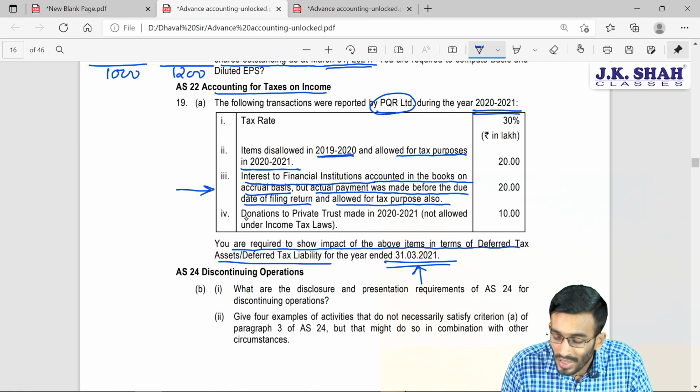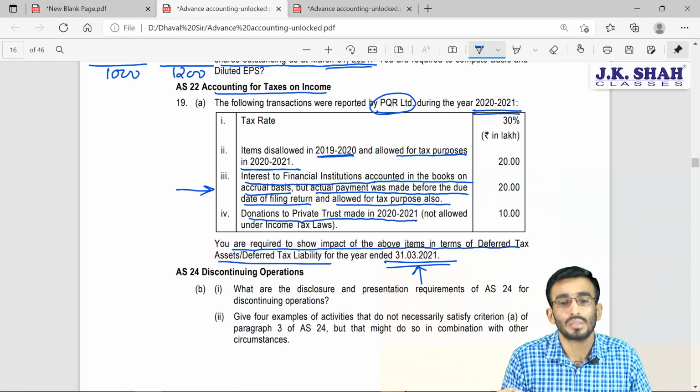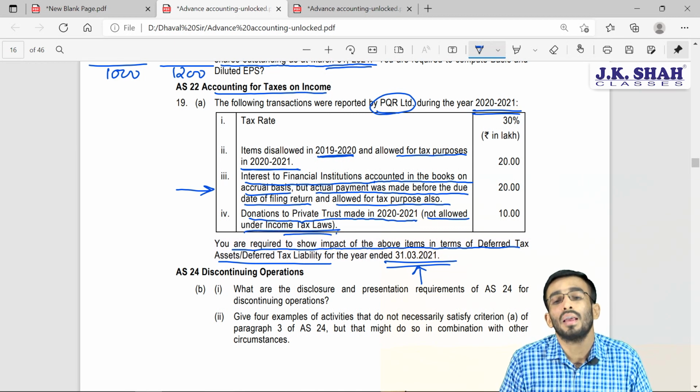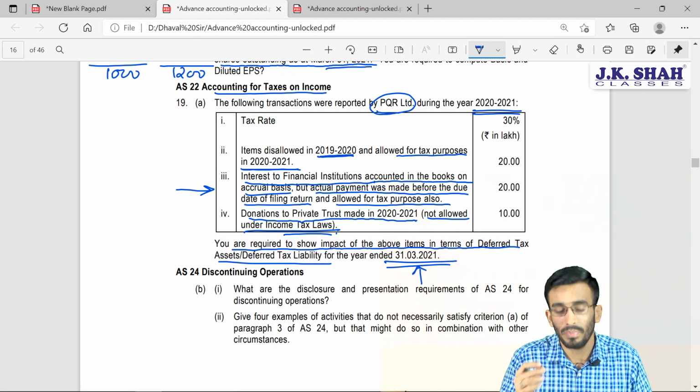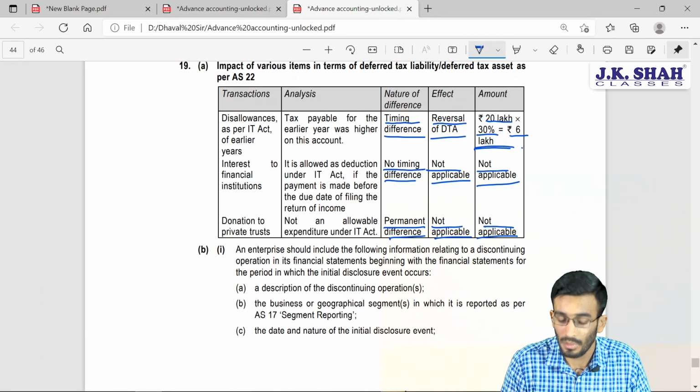4. Donations to private trust made in 2021. So obviously this will go in your penal debit. All such expenses will go in your penal debit, not allowed under income tax law. So obviously this will be permanently disallowed. So sir, this is nothing but a permanent difference. Again here deferred tax asset or liability, nothing will come into the picture.